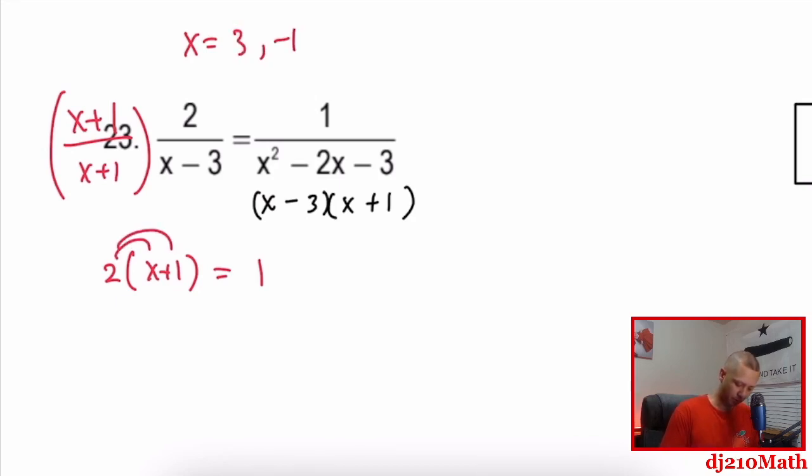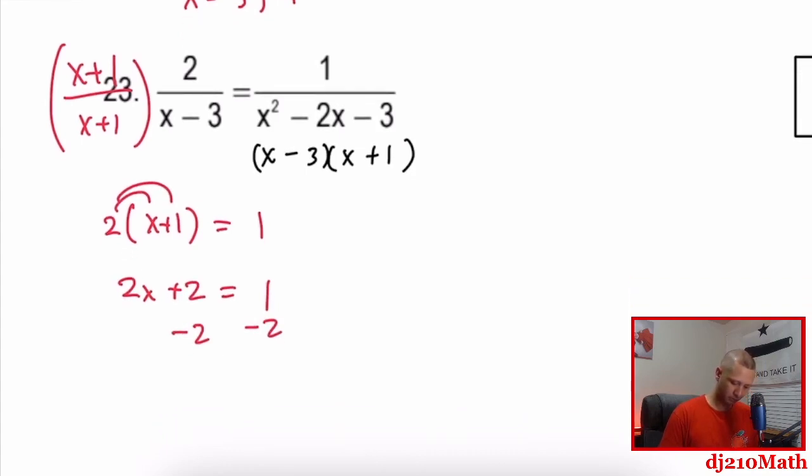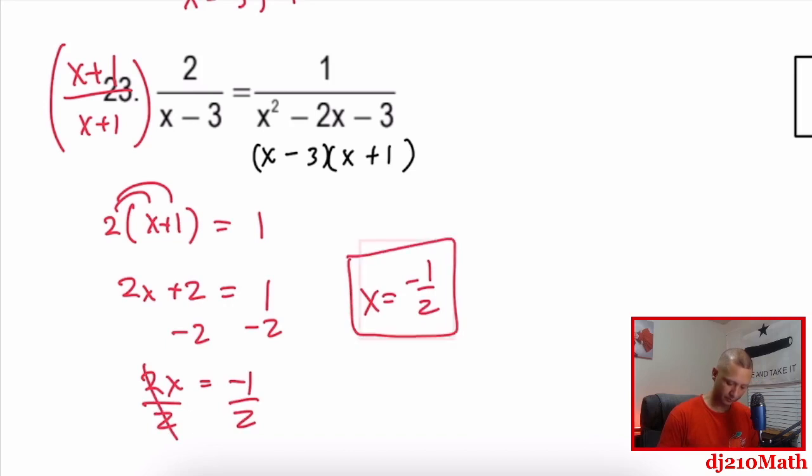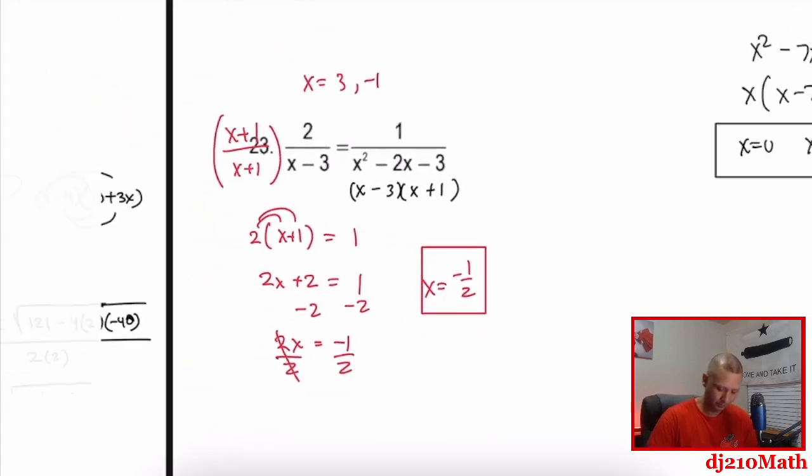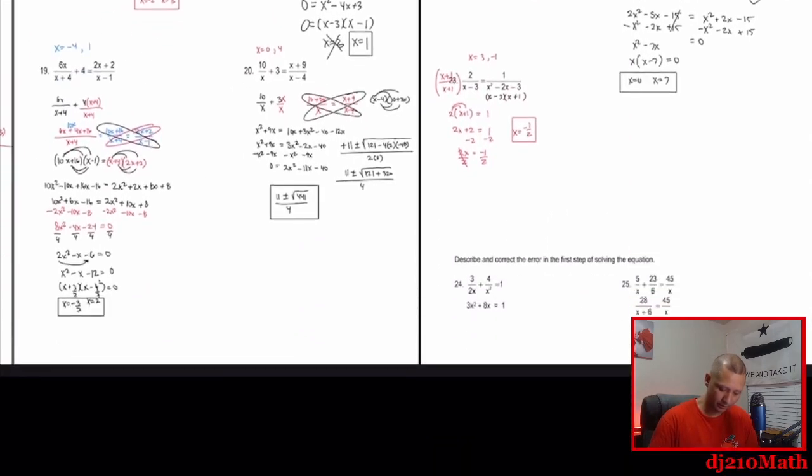All right, distribute. 2x plus 2 is equal to 1. Minus 2, minus 2. 2x is equal to -1. So x is equal to -1/2. Okay. That's the last calculating question.